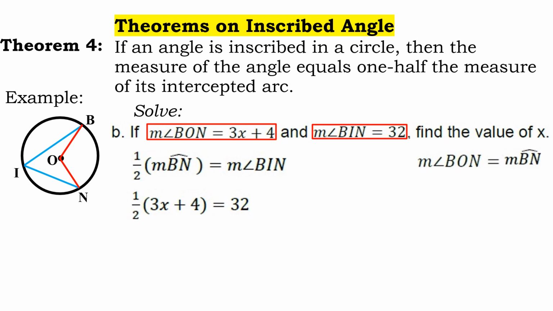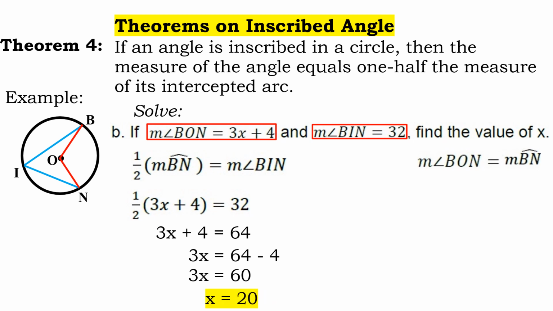So, let us simplify. When you multiply a fraction, you multiply numerator times numerator and denominator times denominator. So, we cross multiply the denominator 2 to the 32. The result is 3x plus 4 is equal to 64. Then, combine similar terms, we have 3x is equal to 64 minus 4. 3x is equal to 60. Then, divide both sides by 3. Therefore, the value of x is equal to 20.